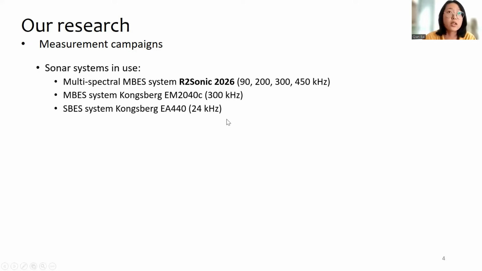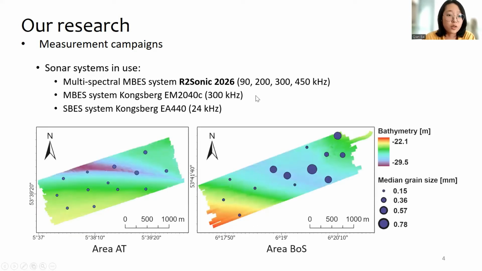But for now, we are mainly focusing on processing the data from the first system, the multispectral multi-beam system. We've also checked the consistency between the bathymetry and backscatter mosaics at 300 kilohertz from the first 2 systems. In this figure, you can see the bathymetry map of our measured areas, and we've also included the 26 box core sampling locations on this plot.